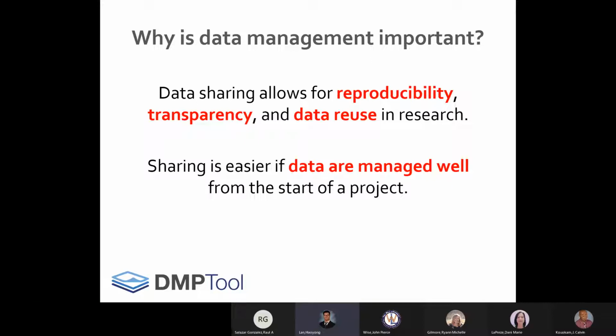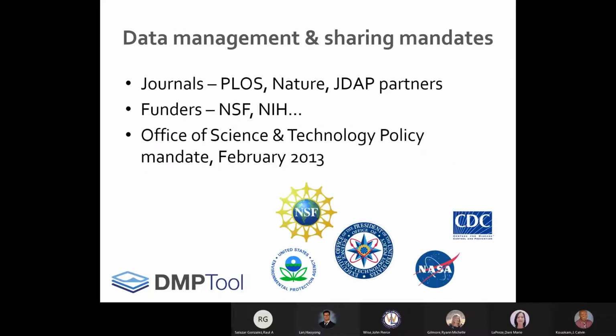Okay. So right now, there are many data management and sharing mandates from many federal agencies and journals, for example, PLOS, Nature, and JDAP partners, and some funders, including the National Science Foundation and the National Institutes of Health. And there's also an Office of Science and Technology Policy mandate from February 2013. So below you can see some logos from some big funders, federal agencies.